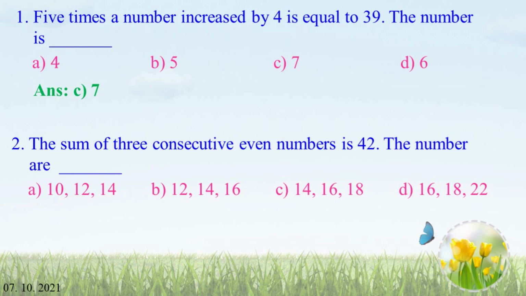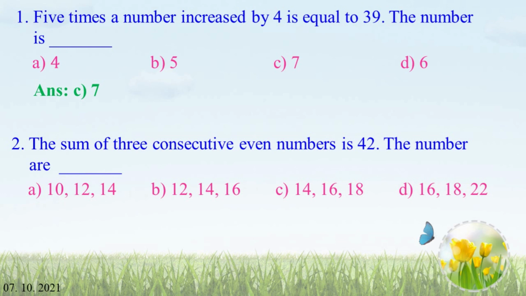Here we take the three consecutive even numbers as x, x plus 2, x plus 4. Sum of three consecutive even numbers, x plus x plus 2 plus x plus 4, equals 42. 3x plus 6 equals 42. 3x equals 42 minus 6, we get 36. So x equals 36 divided by 3, 12. The value of x is 12.